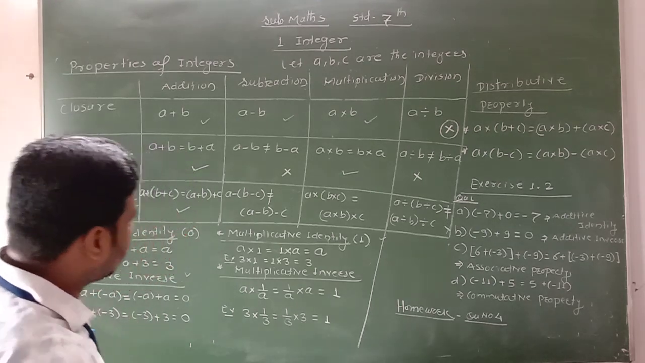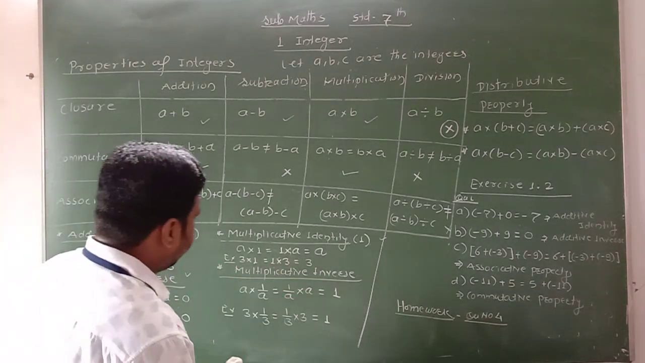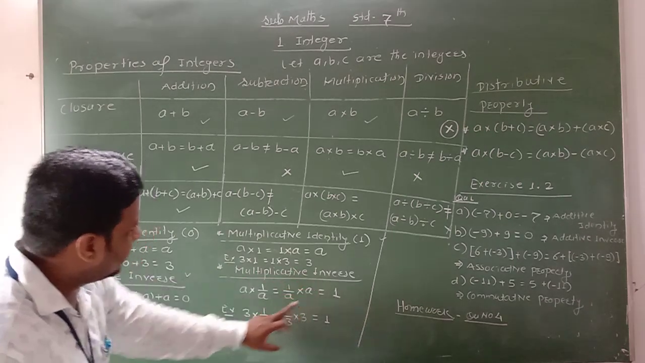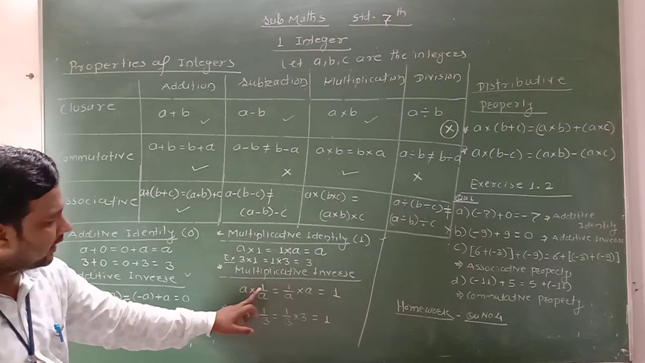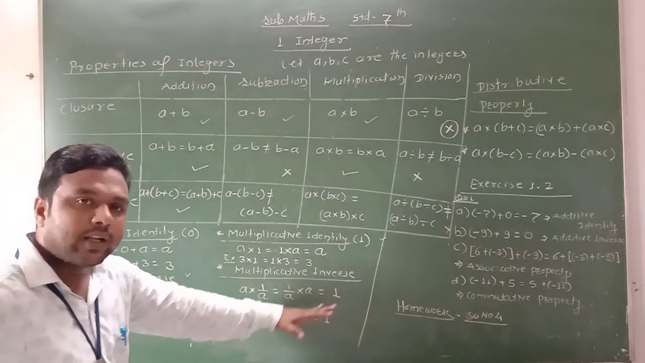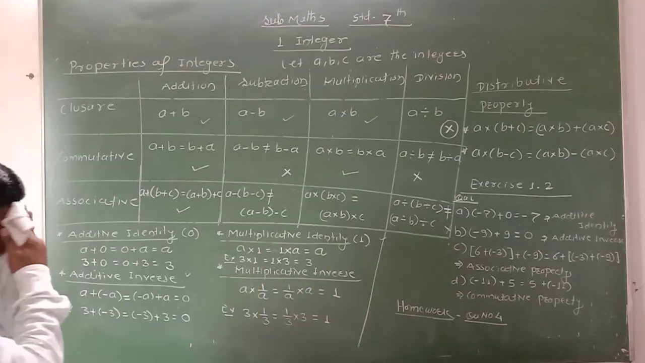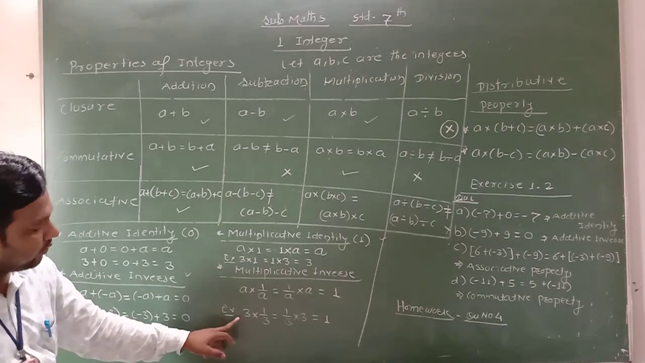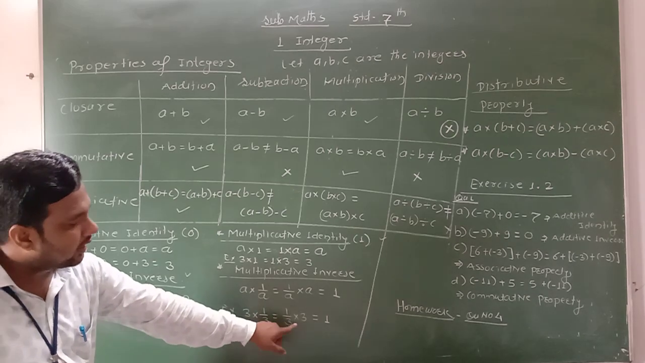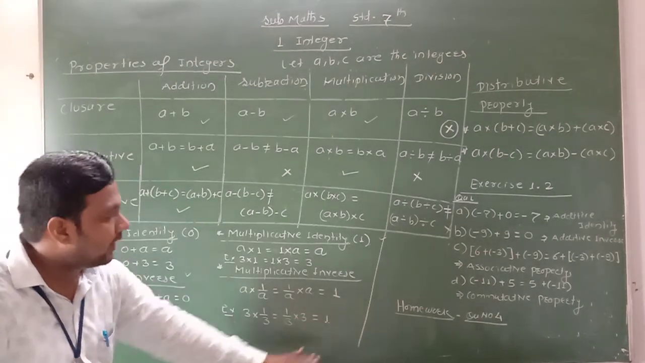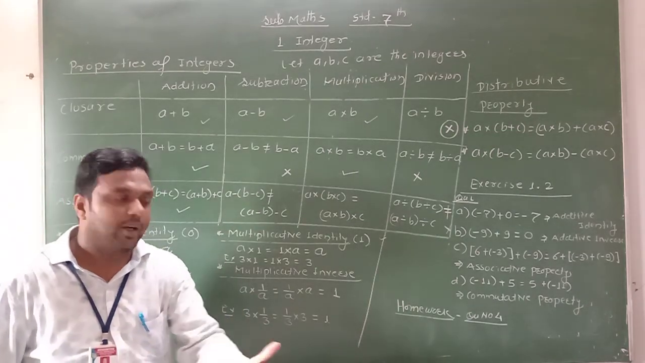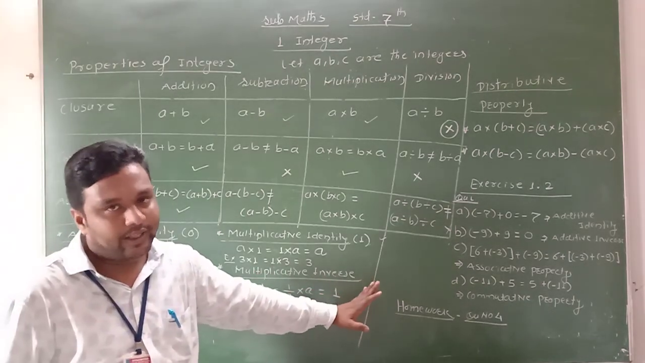Okay, now see the next property, that is the multiplicative inverse. Now what is multiplicative inverse? a multiplied with its reciprocal, that is 1 upon a, or 1 upon a into a, then we get the answer 1. Here I take 3, this is the integer. If I multiply this 3 with its reciprocal, that is 1 upon 3, or 1 upon 3 into 3, then we get the answer 1. Therefore, the reciprocal of the given integer is the multiplicative inverse of that particular integer.